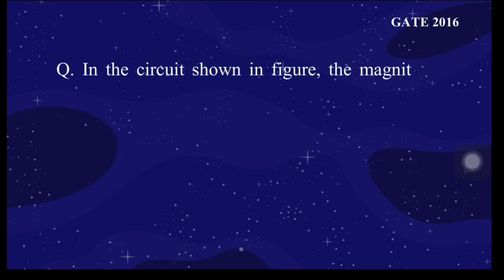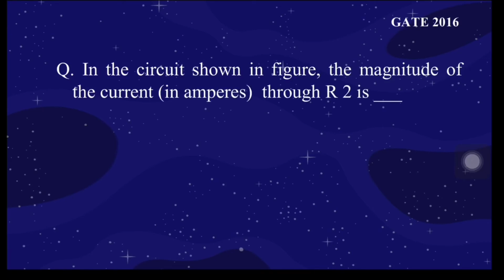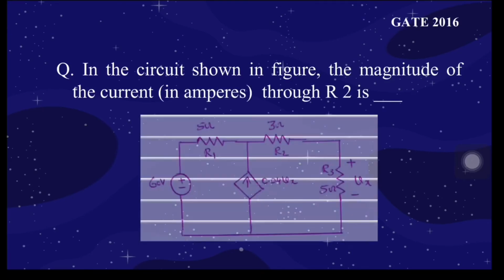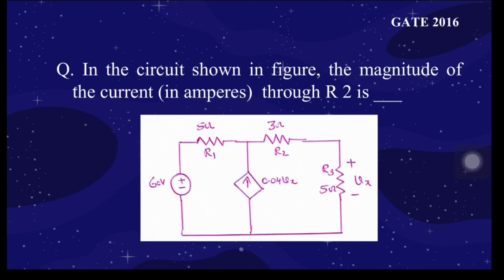It's from GATE 2016. In the circuit shown in figure, the magnitude of the current in amperes through R2 is dash. This is a network. Let us first analyze this network and find out the most appropriate circuit analysis technique for determining the unknown quantity, that is the current through this resistor R2.